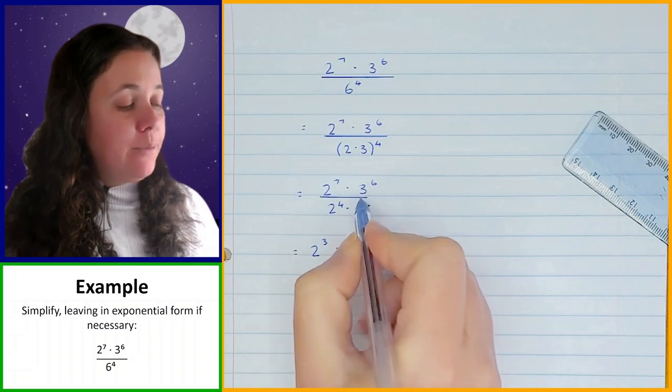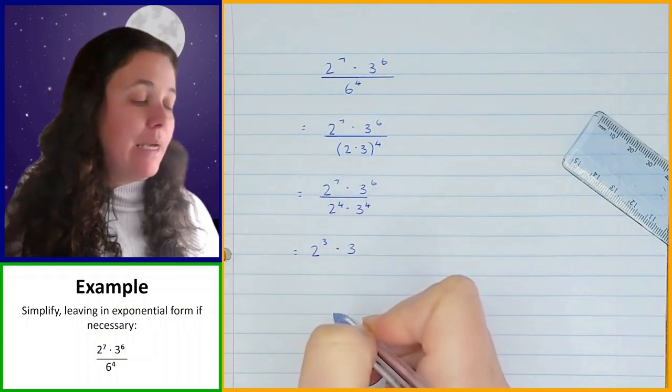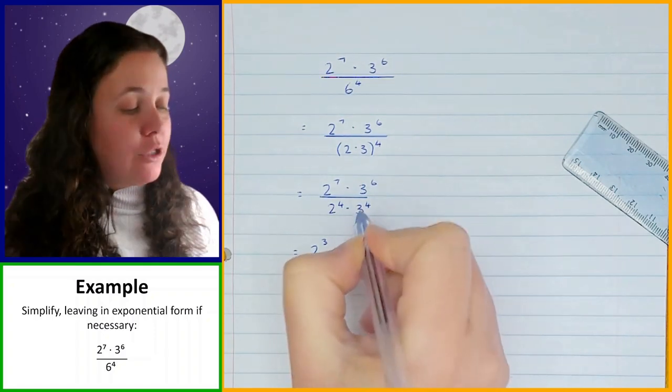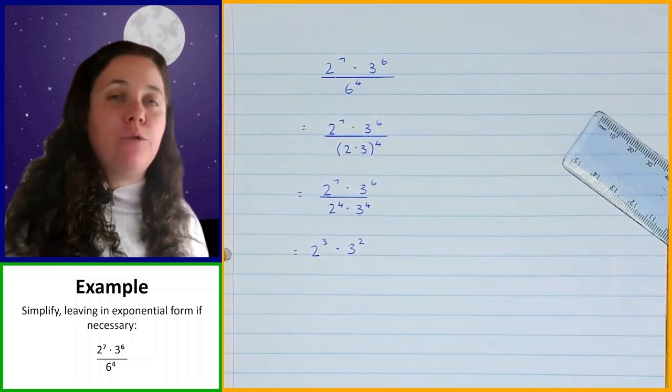Times 3 to the power of 6 divided by 3 to the power of 4. Again, I can use the rule because they have the same base, and I can subtract the exponents. So 6 minus 4 is 2. And that gives me 2 to the power of 3 times 3 to the power of 2.